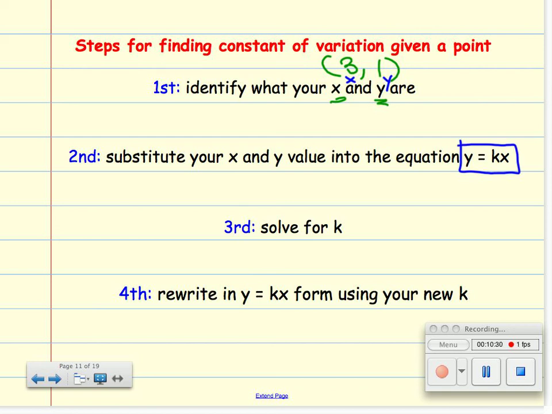We've been working with that plenty. So I'm going to say my y is 1. 1 is equal to whatever k is times my x, which is 3. So I say 3k.